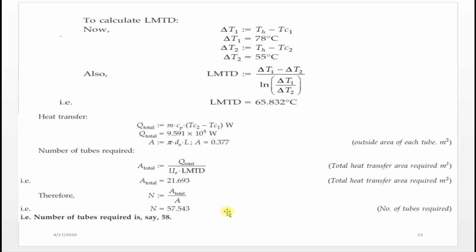So in a shell and tube heat exchanger, if they ask the number of tubes, first you have to find out the individual area and total area. Total area is Q total divided by U naught into LMTD. For this U naught, first you find out the overall heat transfer coefficient based on outer surface area. Then LMTD is calculated here already. Just substitute and get the value of N. With this, I will conclude this session.